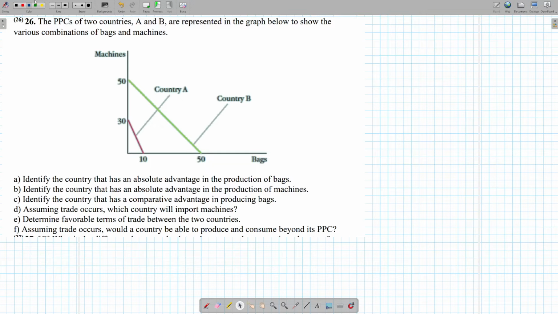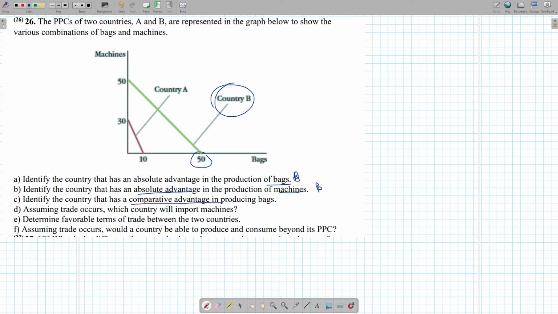But yalla, the PPCs of two countries, A and B, are represented in the graph to show the combinations of bags and machines. Identify the country that has absolute advantage in the production of bags. So who produces more bags? Take a look. Country B is producing 50 bags, where country A is only producing 10. So of course it's B. Now absolute advantage in machines: who's producing higher machines? Also country B, so it's B as well.